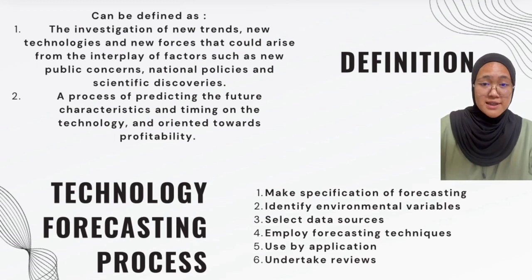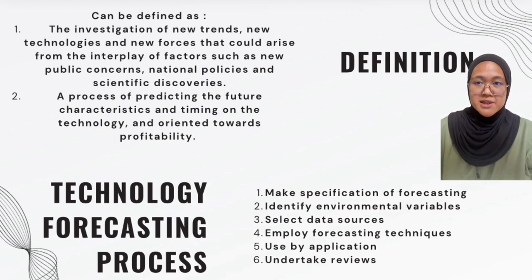Technology forecasting process. The first step is to make specification of forecasting. The second step, identify environmental variables. The third step, select data sources. The fourth step, employ forecasting techniques. The fifth step, use by application. And the sixth step, undertake reviews. But for Xerox company, we only use until number 4.